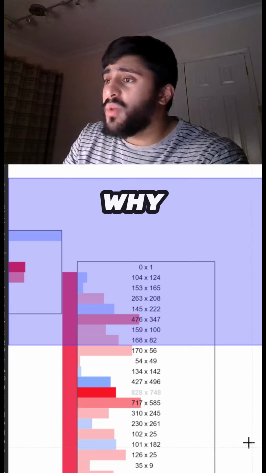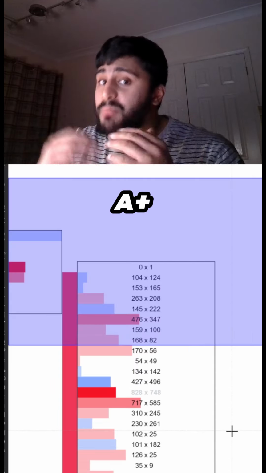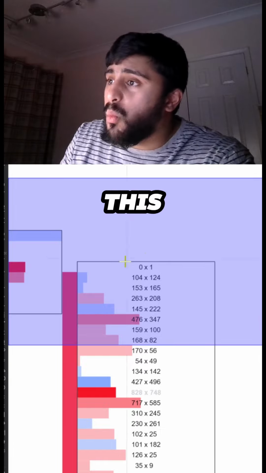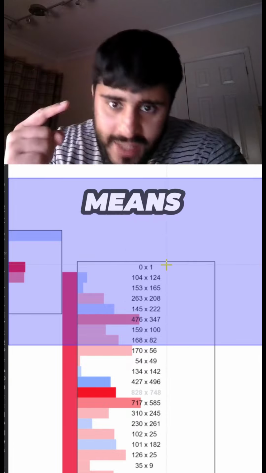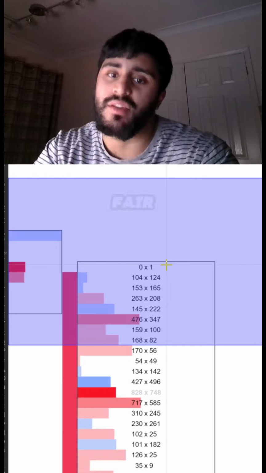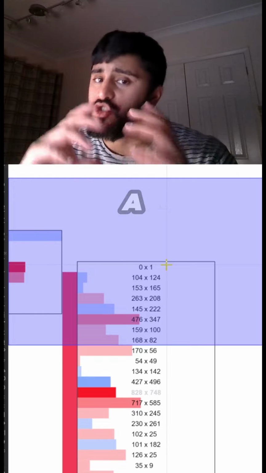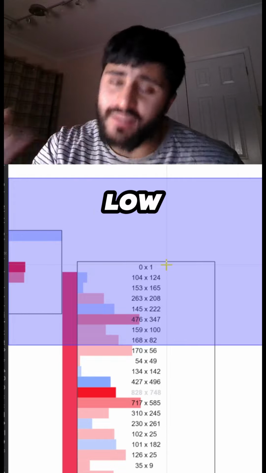But again, the reason why this becomes an A plus fair value gap and not a dog shit fair value gap is because we see this 1 and 0 at the top. So what that means is that there's only one transaction in the fair value gap. When there's only one transaction in the fair value gap, what this tells us as a trader is that the volume is very low at this fair value gap.